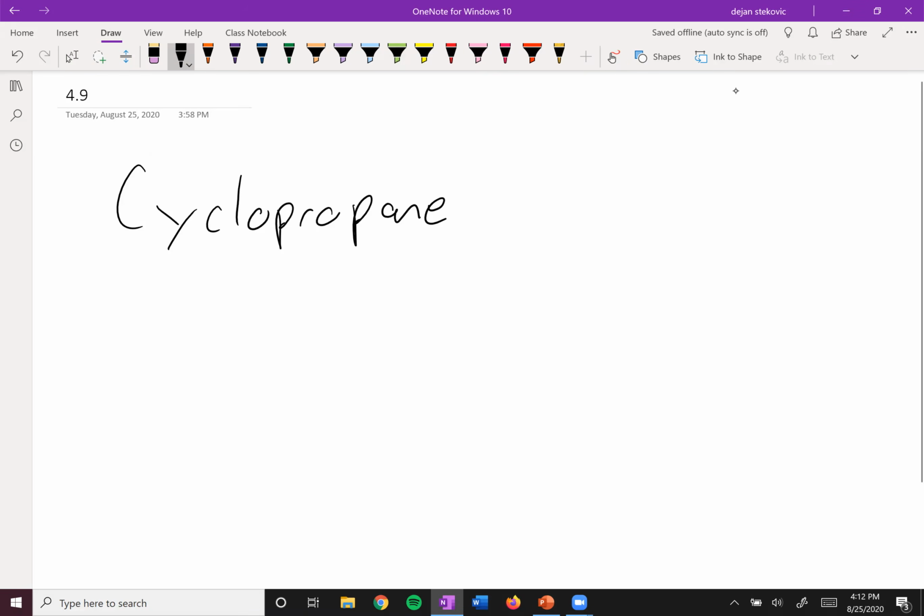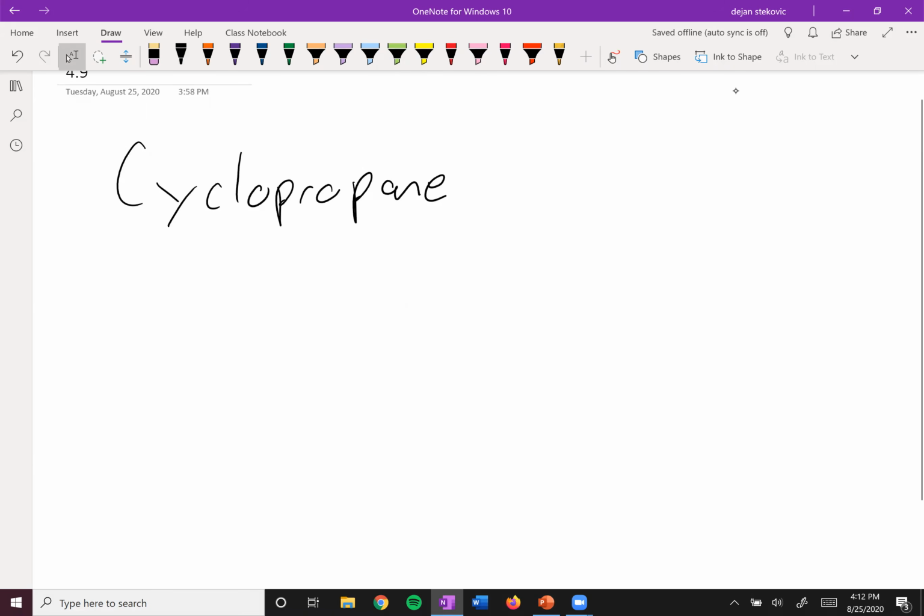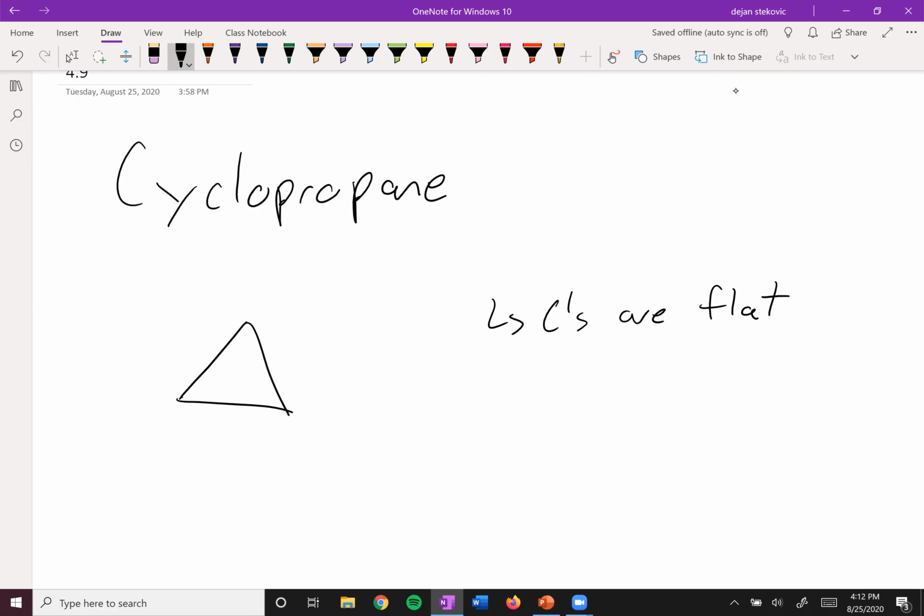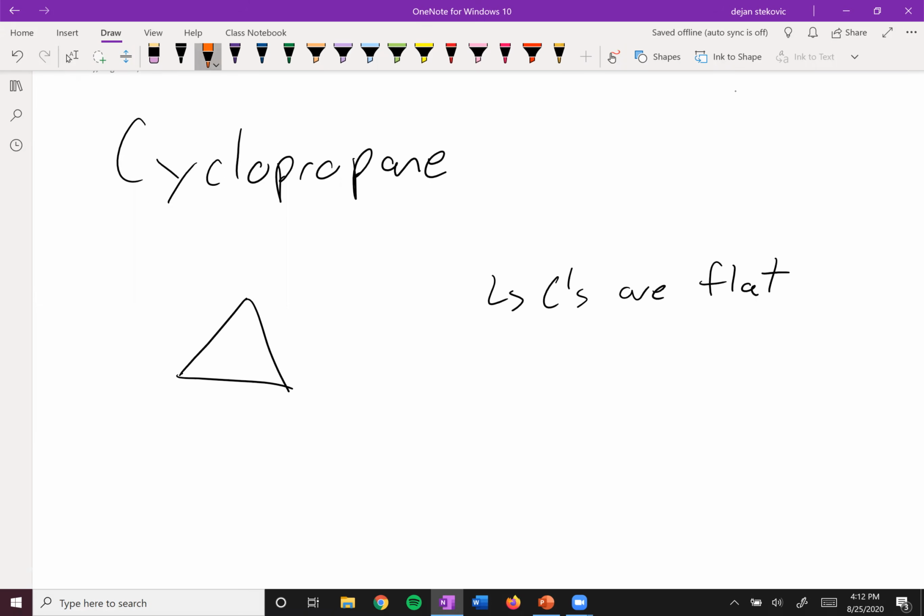All right, so let's take a look at our simplest cycloalkane, cyclopropane, and analyze what kind of strain it has, right? So cyclopropane, skeletal structure is going to be a triangle. And in this case, these carbons are actually flat and in the same plane as one another. And since it's a triangle, these are 60 degrees, and that's quite a bit away from 109.5 degrees. So this has a lot of angle strain.